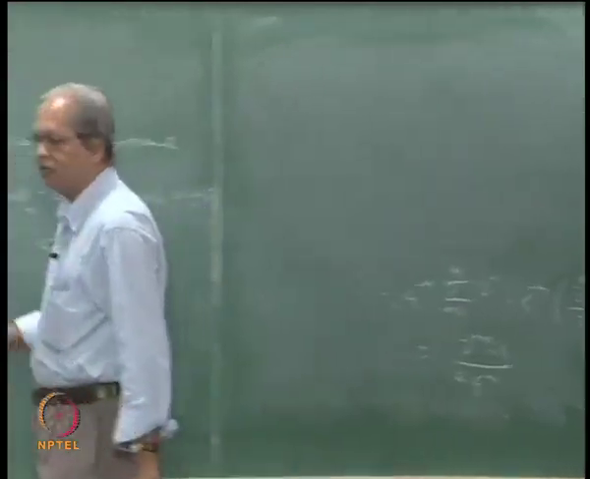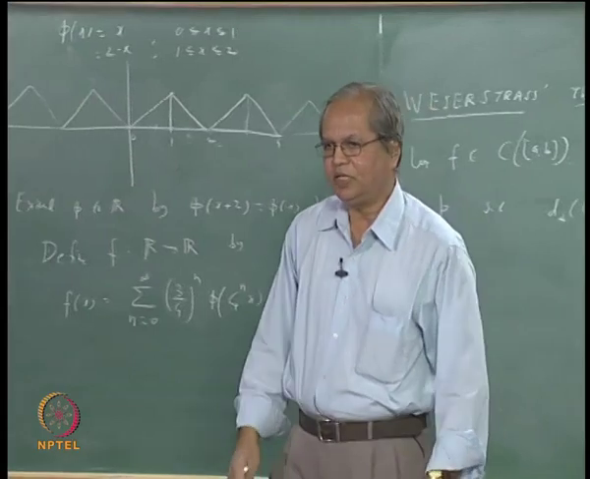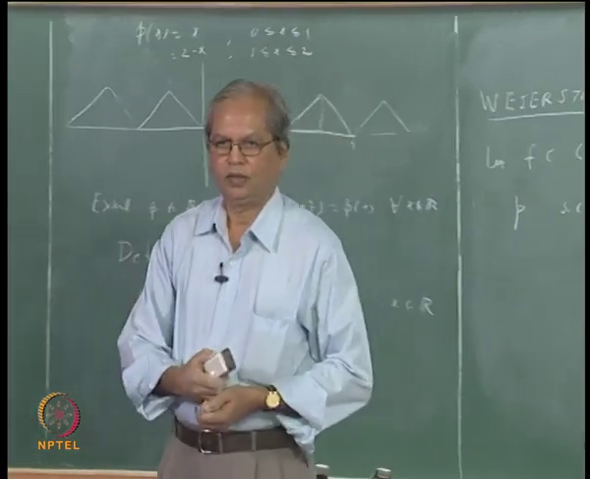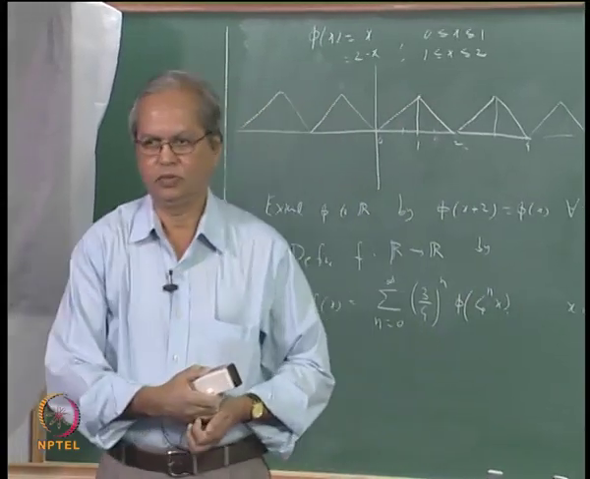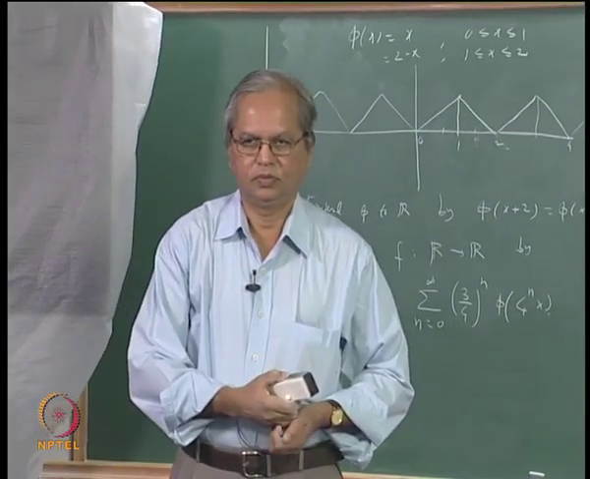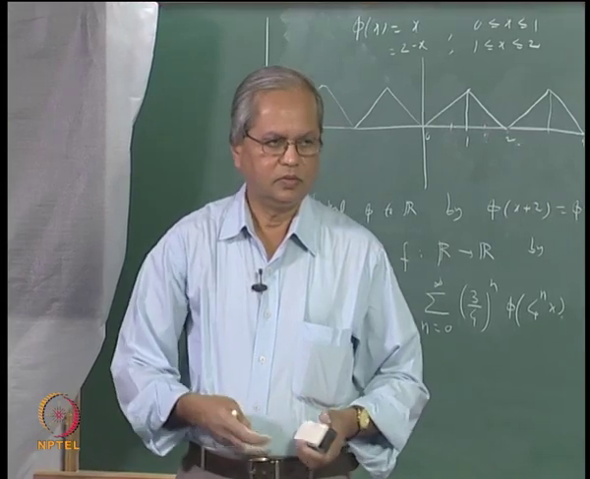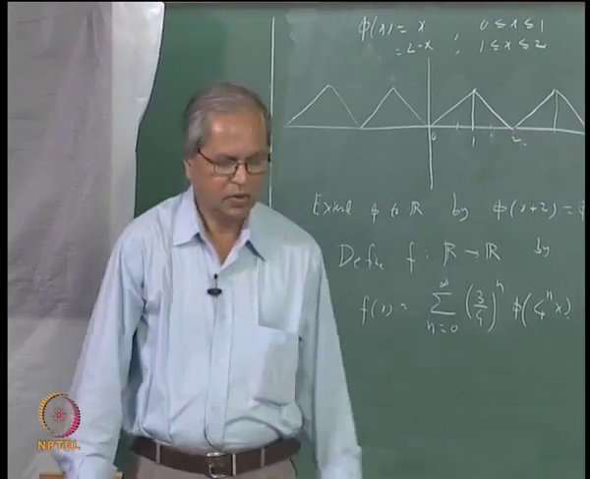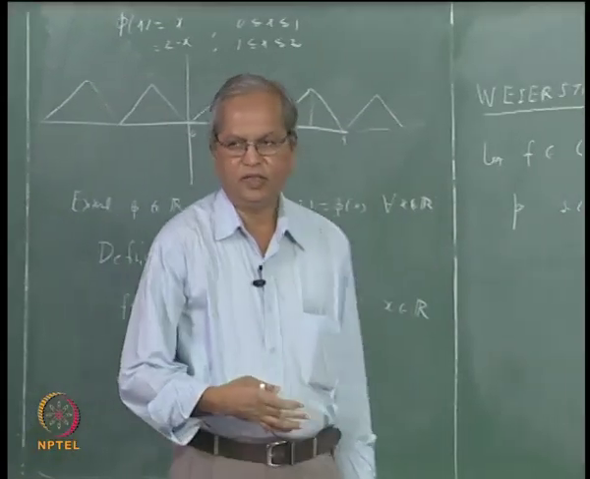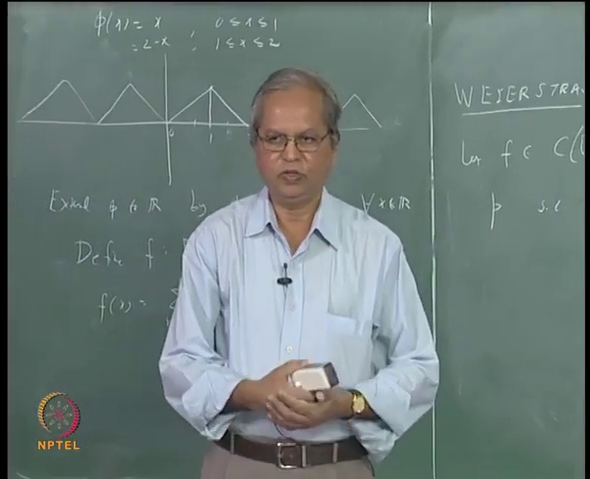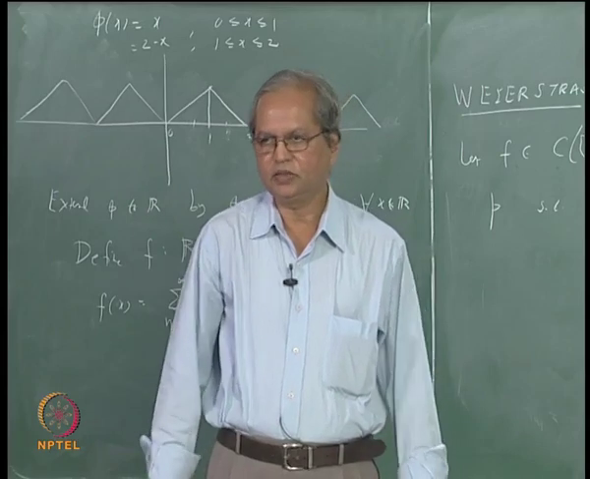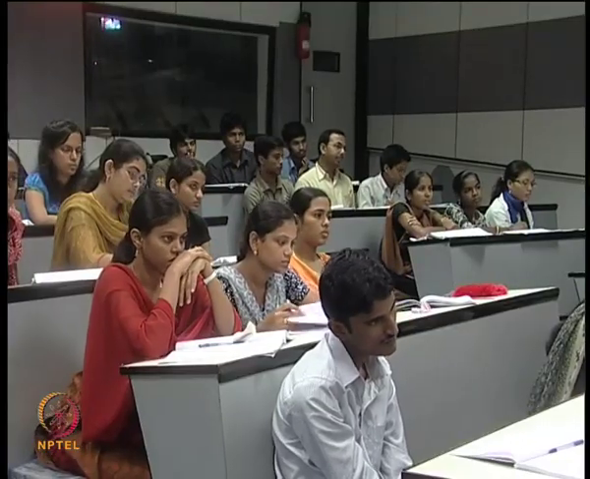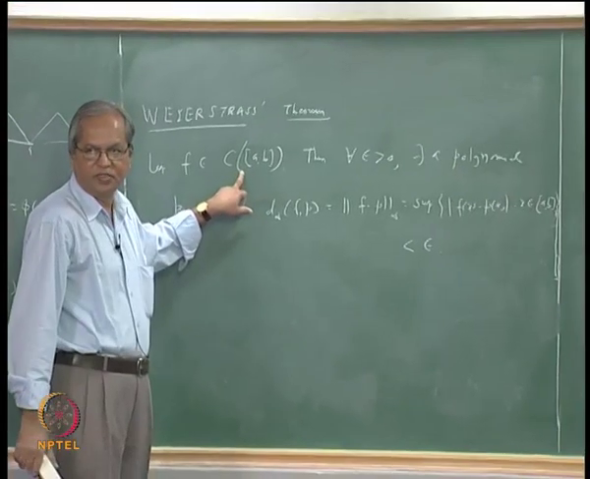Second thing is, have you heard of what is meant by a separable metric space? There should exist a countable dense subset. If a metric space has a countable dense subset, it is called separable. So using Weierstrass theorem, one can show that C[a,b] is separable.